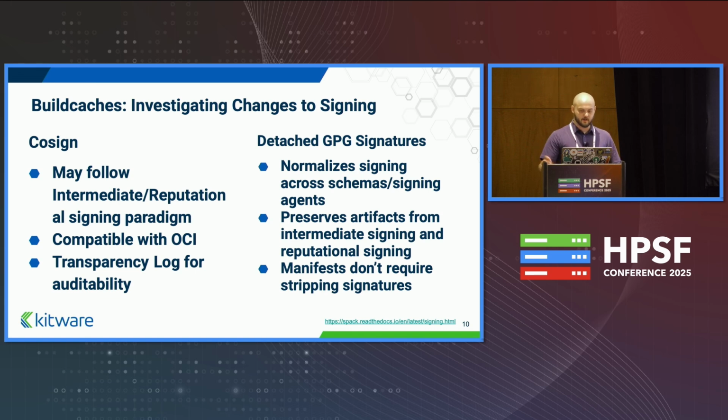And then in that conversation, we also talked about switching from clear sign to detached GPG signatures. This would normalize signing across them, would also allow us to support signing in OCI, and preserve artifacts from the intermediate signing stage after we re-sign with the reputational key, that sort of thing.